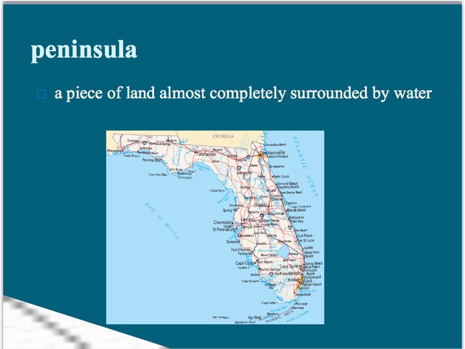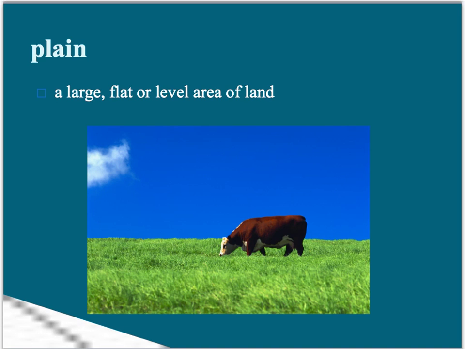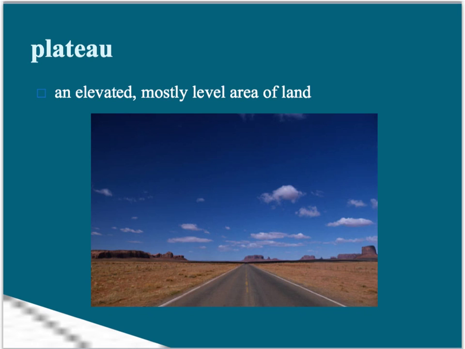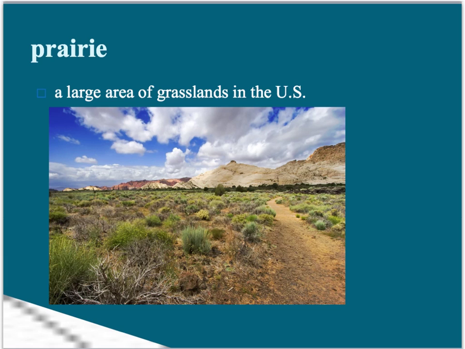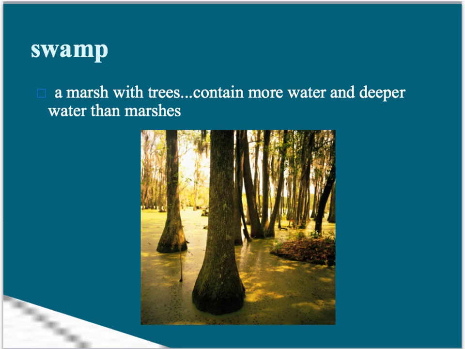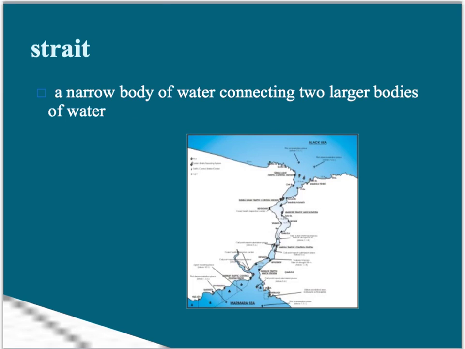A peninsula is a piece of land almost completely surrounded by water, so it just sticks out into the middle of some water. A plain is very plain and boring, a large, flat, or level area of land. A plateau is an elevated, mostly level area of land. A prairie is a specific type of grassland in the U.S. You think about your little prairie dog scurrying around, running around, all that fun stuff. So, prairie. A swamp is a marsh with trees, contains more water and deeper water than marshes. If you've seen Swamp People, that show, I think it's on Discovery Channel, something like that, you get the idea of a swamp. Go get some gators and some gumbo and all that good stuff.